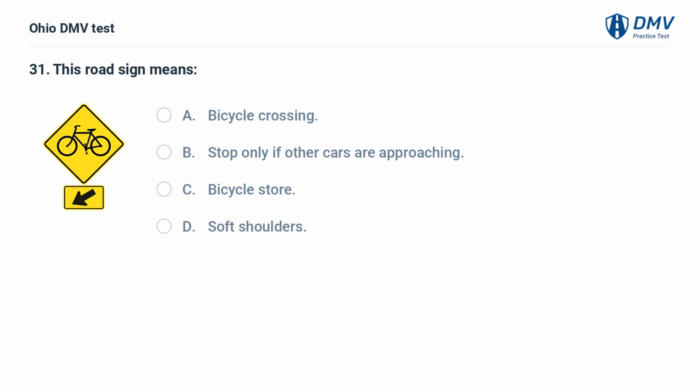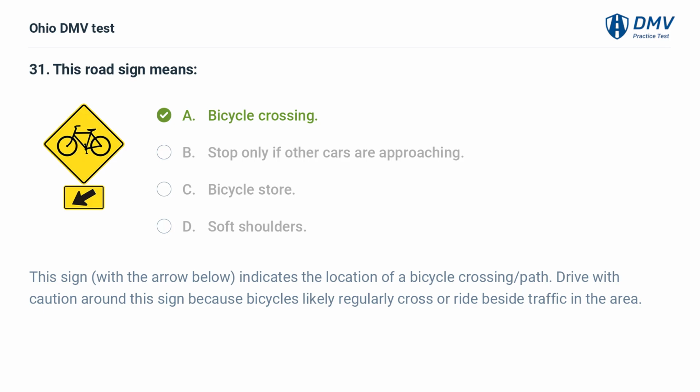This road sign means: A. Bicycle crossing. B. Stop only if other cars are approaching. C. Bicycle store. D. Soft shoulders. A. Bicycle crossing. This sign, with the arrow below, indicates the location of a bicycle crossing path. Drive with caution around this sign because bicycles likely regularly cross or ride beside traffic in the area.